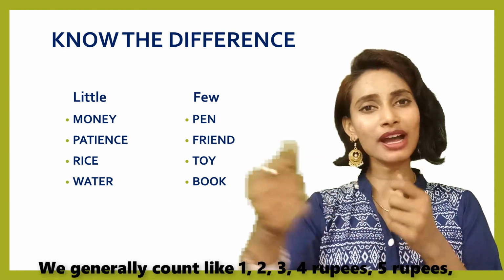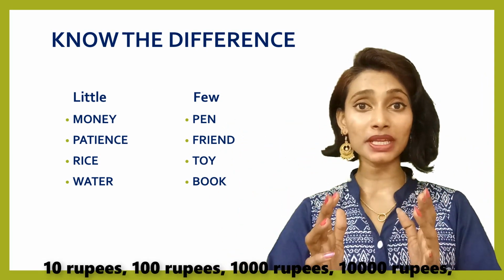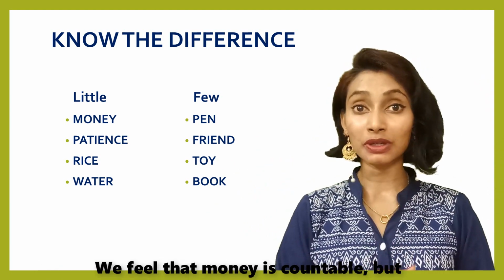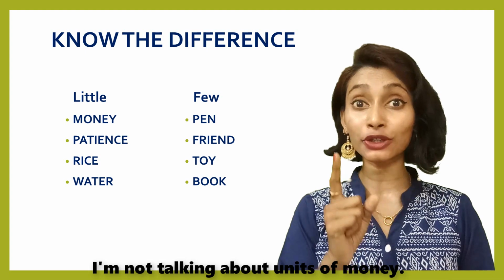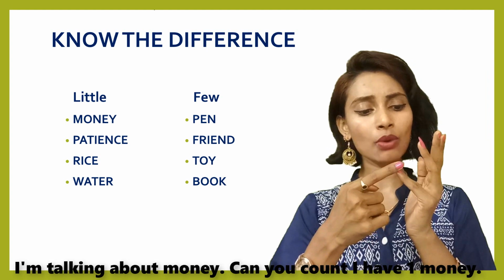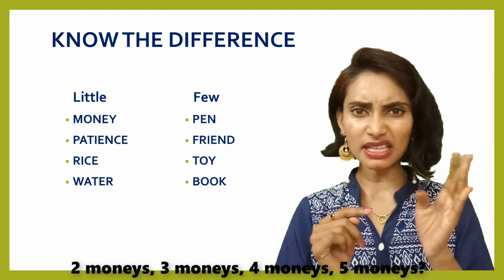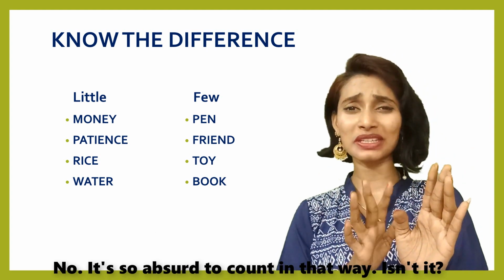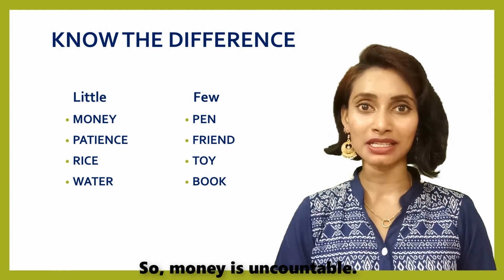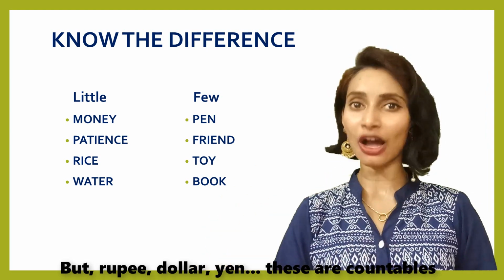We generally count like 1, 2, 3, 4 rupees, 5 rupees, 10 rupees, 100 rupees, 1000 rupees, 10,000 rupees, 1 lakh rupees, 1 million. We feel that money is countable. But guys, I'm not talking about the units of money. I'm talking about money. Can you count? I have 1 money, 2 monies, 3 monies, 4 monies, 5 monies. No, it's so absurd to count in that way, isn't it? So, money is uncountable, but rupee, dollar, yuan, these are countable.